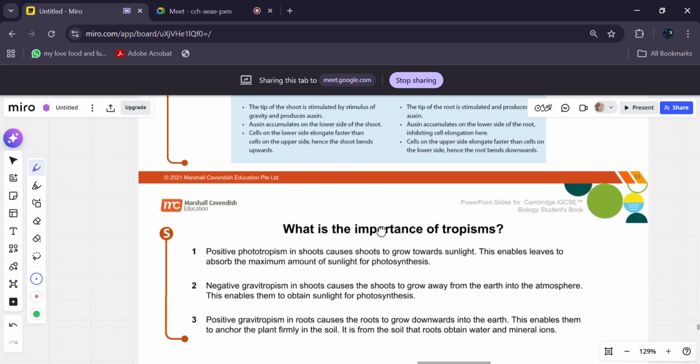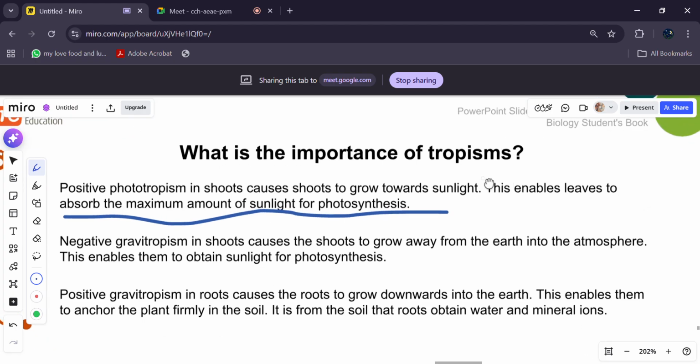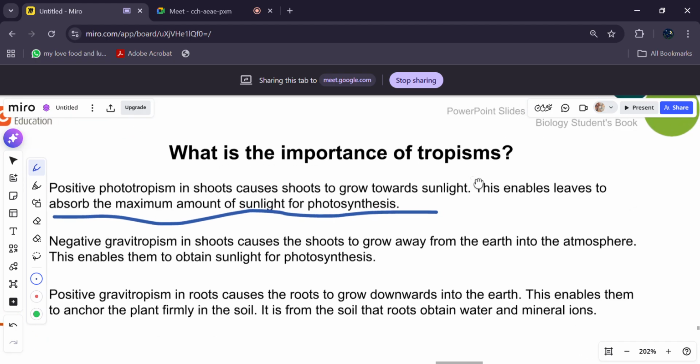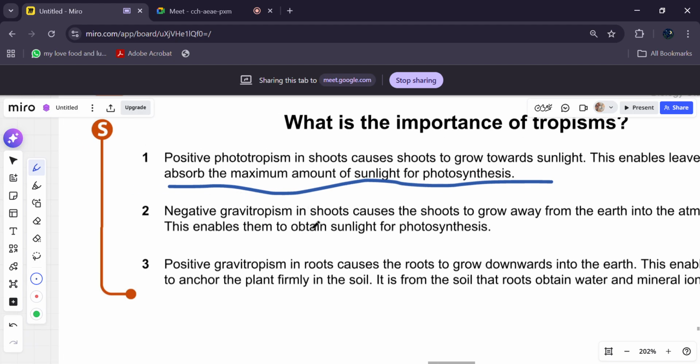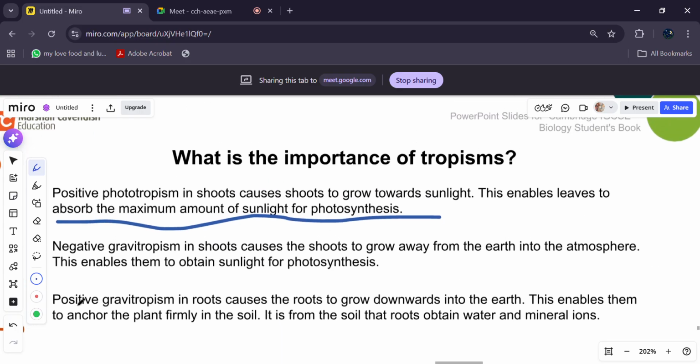Now we're going to finally discuss the importance of tropism. What is the importance of tropism? Well, phototropism in the shoot causes the shoot to grow towards the sunlight, and this enables leaves to absorb maximum amount of sunlight for photosynthesis. And negative gravitropism in the shoot causes the shoot to grow away from the earth into the atmosphere, and this enables them to obtain sunlight for photosynthesis.